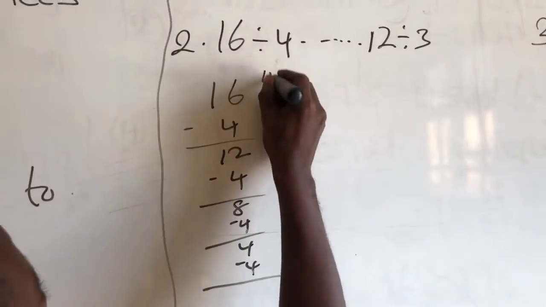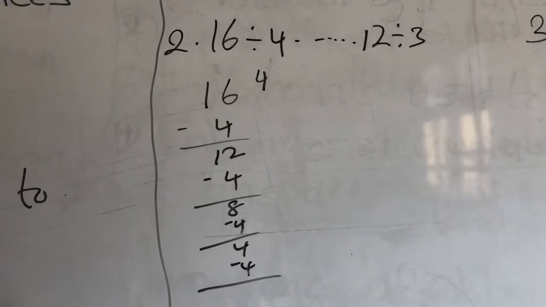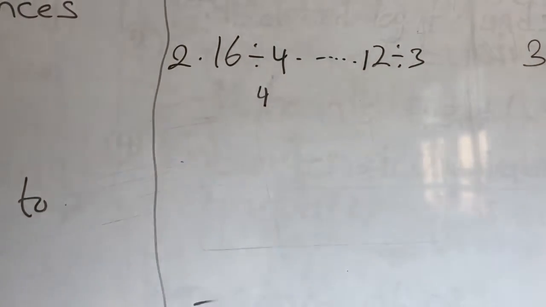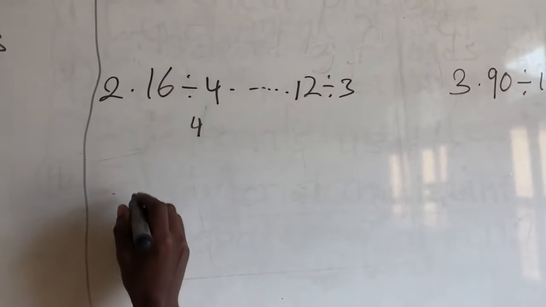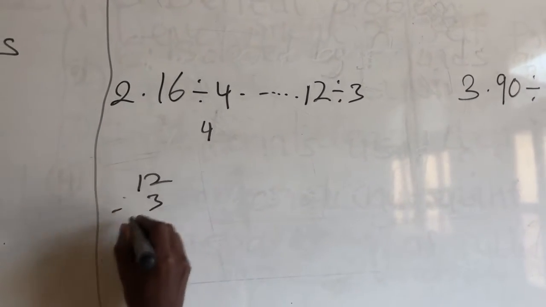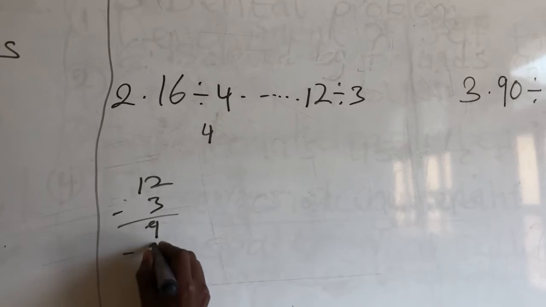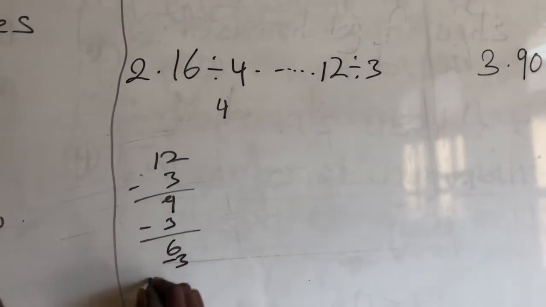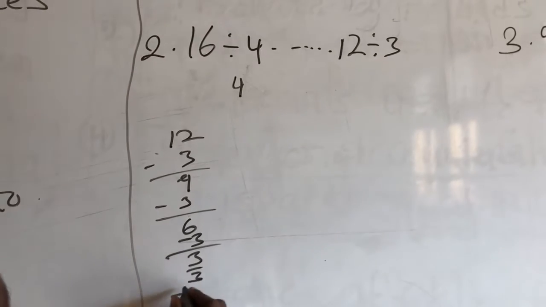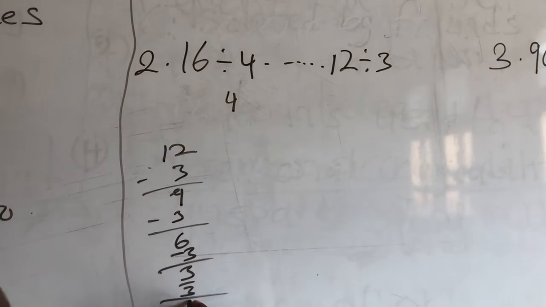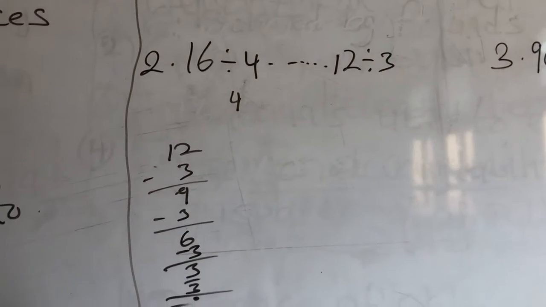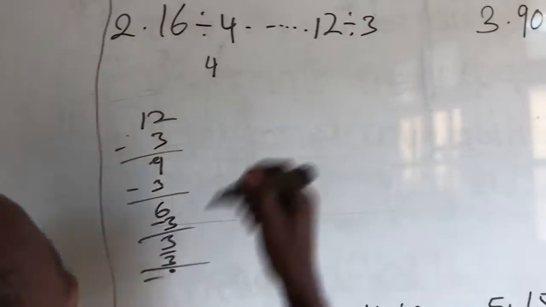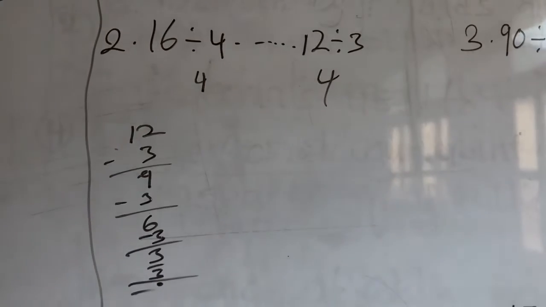So here we have 4. Yeah. So we are going to compare 4. Then this one: we have 12 minus 3, 9 minus 3, which will give us 6 minus 3, 3 minus 3. Then this one will give us 0. So let's count the number of times. We have 1, 2, 3, 4. So we have 4. Now let's look at 4 and 4.